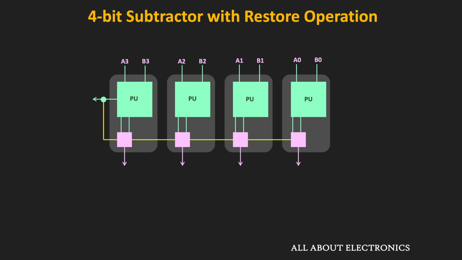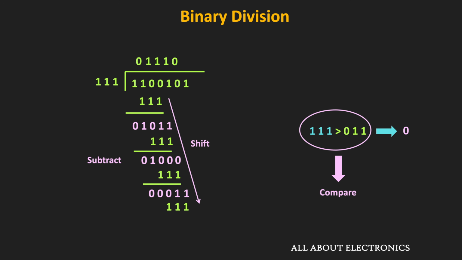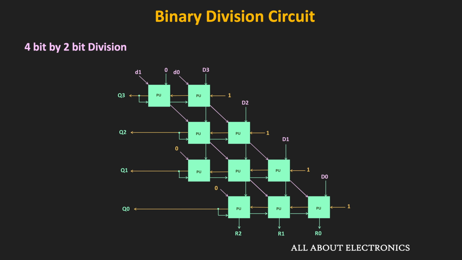Now along with the subtract and the restore operation, we also need to perform the shift operation. So typically in sequential circuits, the shift operation can be performed using shift registers. But here, since we are designing a combinational circuit, we will achieve this shift operation by properly arranging these processing units. So here, this is the combinational divider which will perform the 4-bit by 2-bit division.